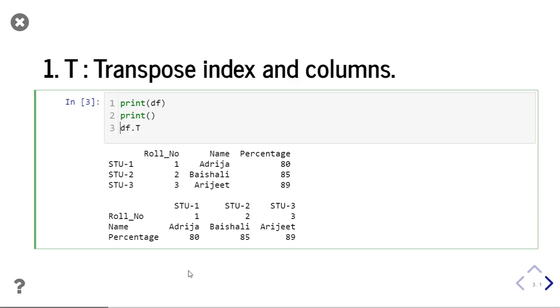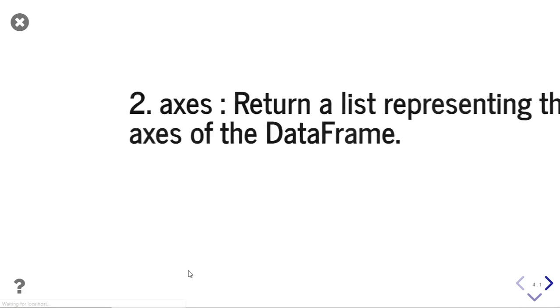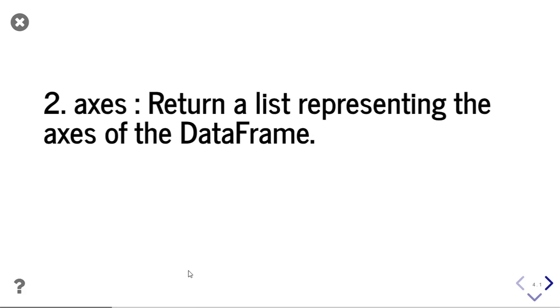So now let us move to some other example. Second attribute, that is axes. So what will axes do? Axes will return a list representing the axes of the data frame. What are the axes of a data frame? Axes of a data frame are the indexes and columns of that data frame.